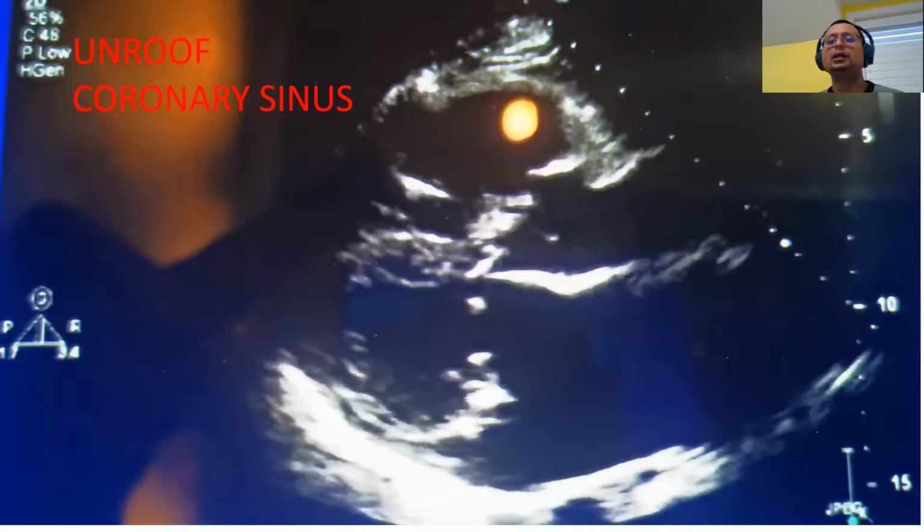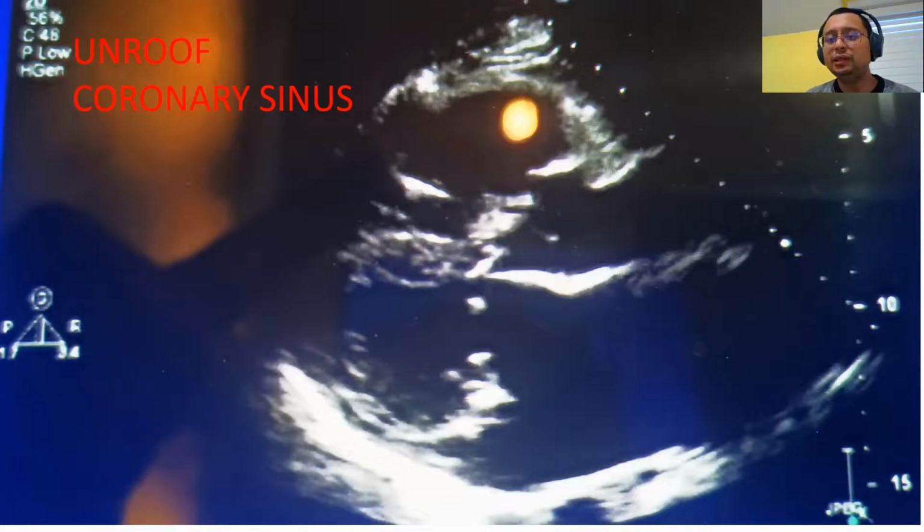So what happens is you inject an agitated saline into the left brachial vein. The agitated saline will go into the left superior vena cava and then into the coronary sinus. Then you see the coronary sinus bubble. Now, in a patient that does not have unroofed coronary sinus, the bubble will go to the right side of the heart only. If the patient has unroofed coronary sinus, not only does the bubble go to the CS, the bubble will also go to the left side of the heart.